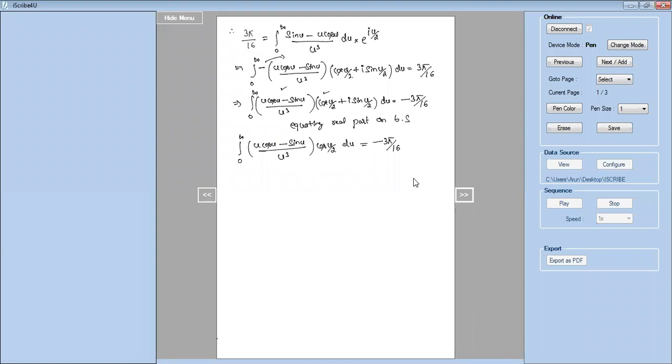Right? So now finally I'll put u equal to x. So this integral becomes the integral from 0 to infinity of (x cos x minus sin x) divided by x cubed into cos(x/2) dx is equal to minus 3 pi by 16. And this is the required value of the second integral. Right? So this is how we can find the Fourier transformation and the evaluation of the two integrals here.